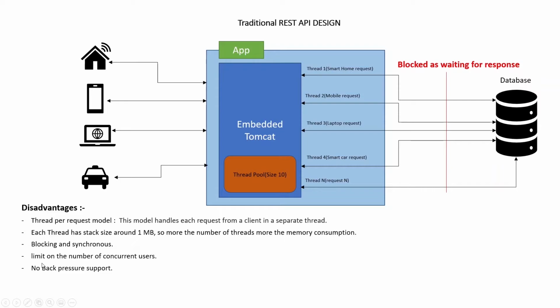Next is the limit on the number of concurrent users. As I already explained, suppose all the threads from the thread pool are busy now, none of the threads are available to take the new request. That will limit the number of users, right?